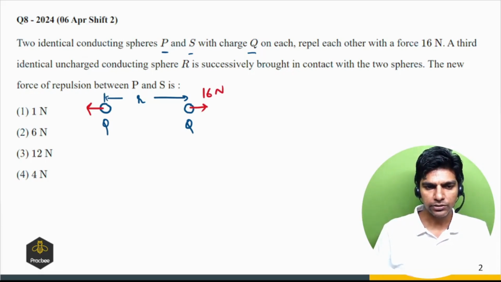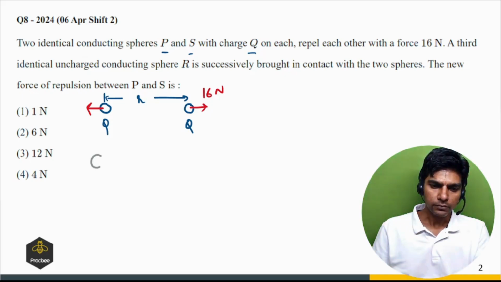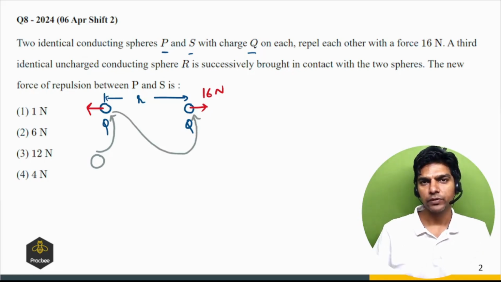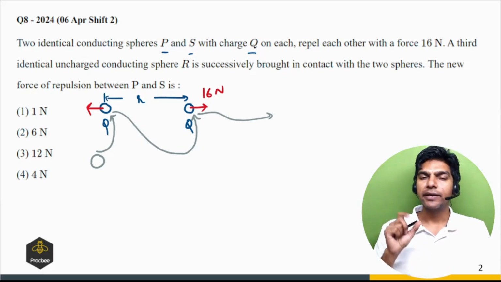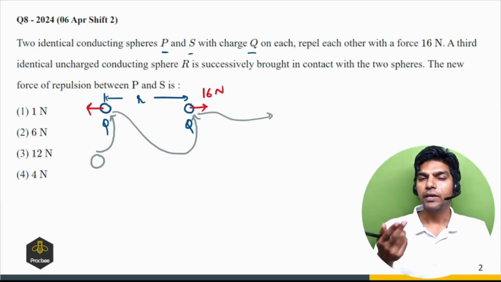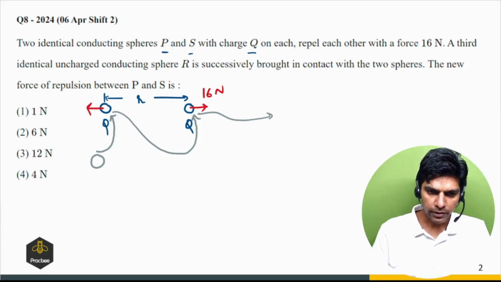A third identical uncharged conducting sphere R is successively brought in contact with the two spheres. So now we are taking another identical sphere. This sphere first gets in contact with the first one, and then it gets in contact with the second one, and then we'll move this sphere away, right? So when we have identical spheres, the charge will be equally divided on both the spheres when we are touching them. So if we touch, let me name them.